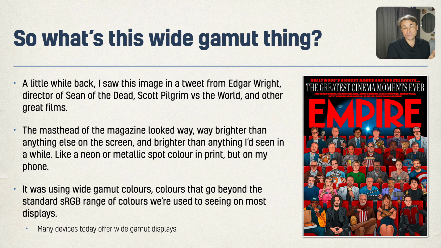Now you see this in real life print magazines all the time. You use neons, you use metallics to grab attention, to try to stand out from everything else. Of course, all the magazines are using metallic or a neon, so it doesn't really work, but that's what they do. But it's using wide gamut colors. It's not sRGB.